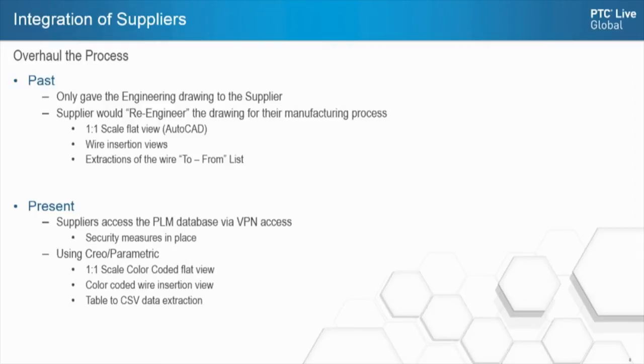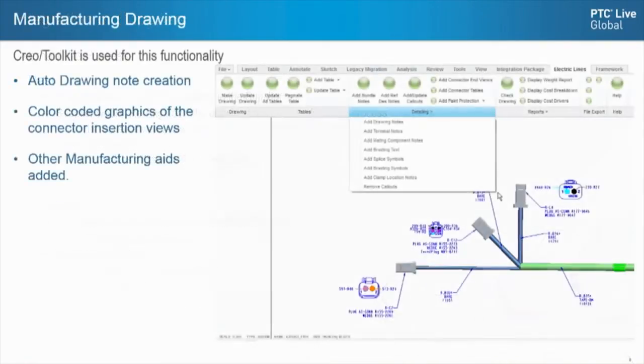So I said, why don't we give them the Creo models and let them extract the data and do what they need to do? So we polled all our suppliers, asked them what information they needed, how they needed it, the one-to-one scale drawings, all the details and things like that. And then we also figured out how to give them access into our PLM database with security measures. So they only see the drawings that we allow them to see, and then they download the drawings and use the Creo tools for creating a color-coded drawing and data extraction into common delimited files.